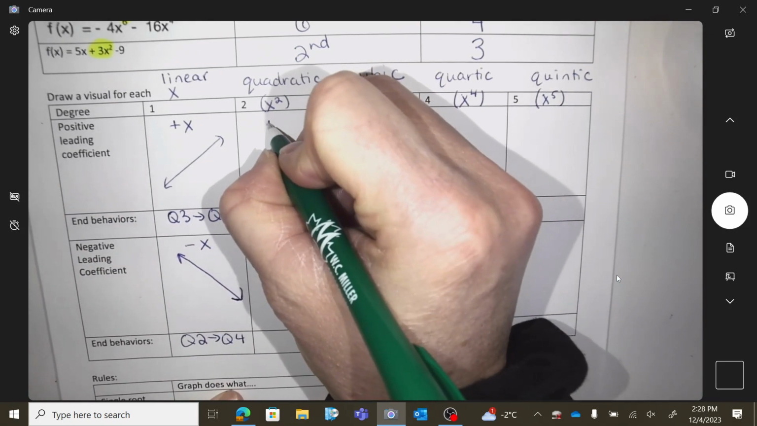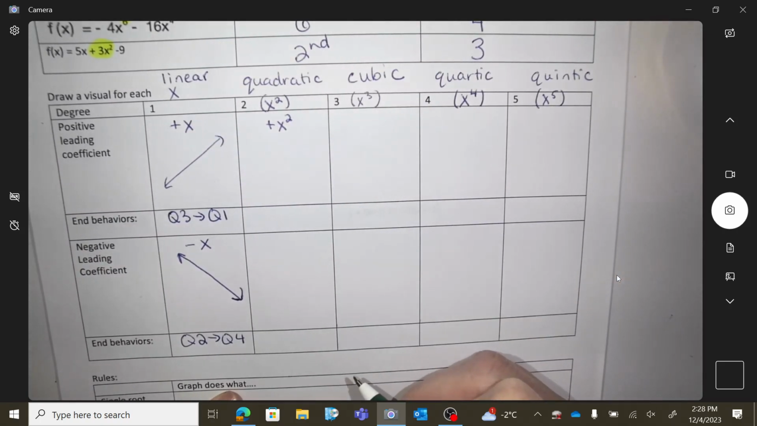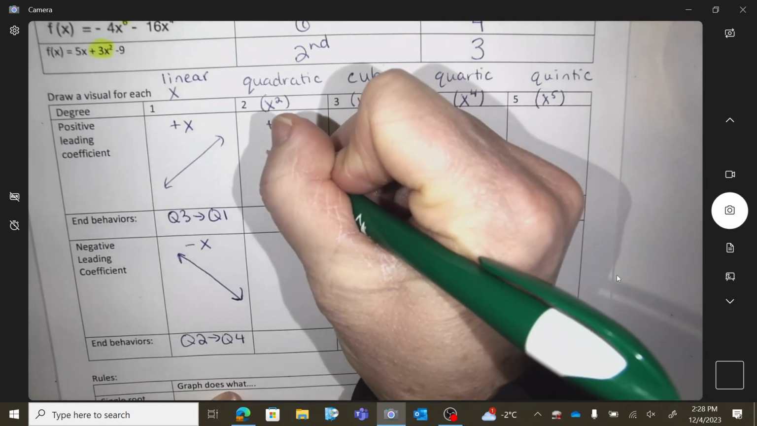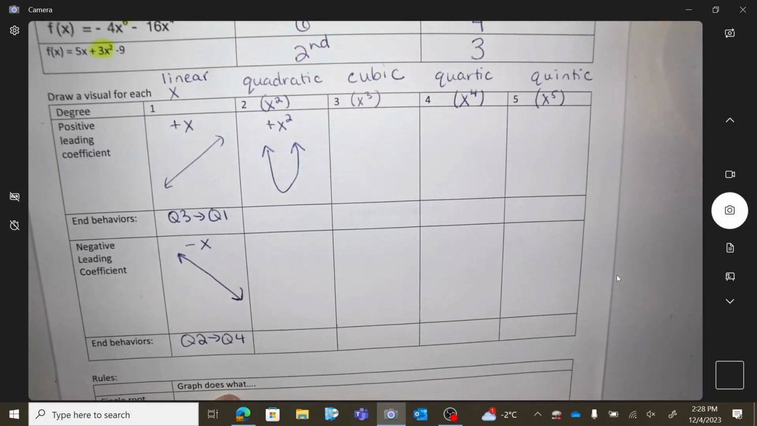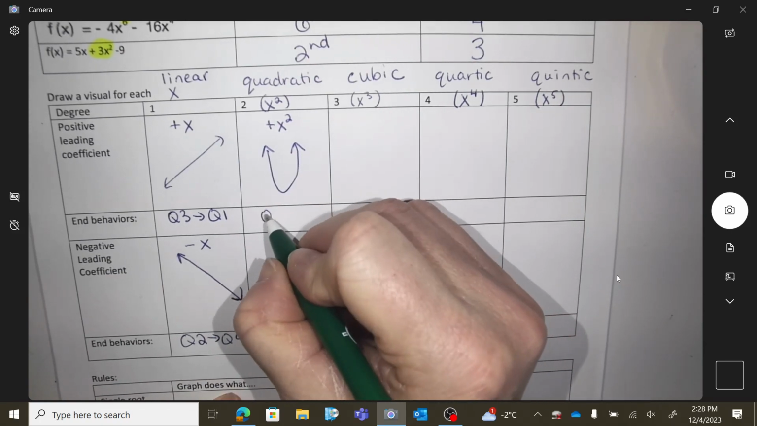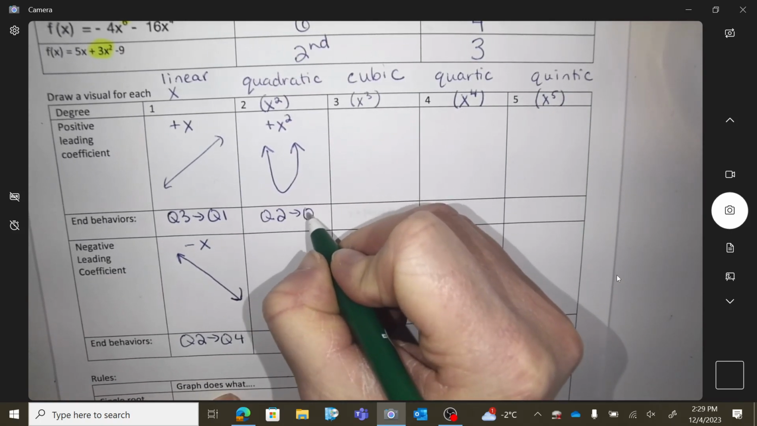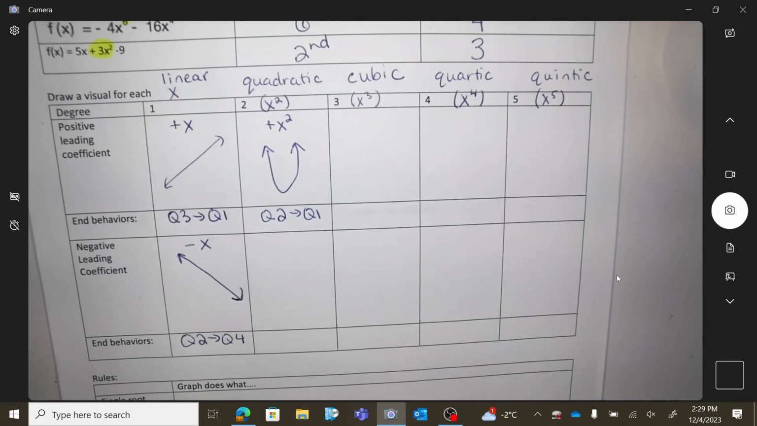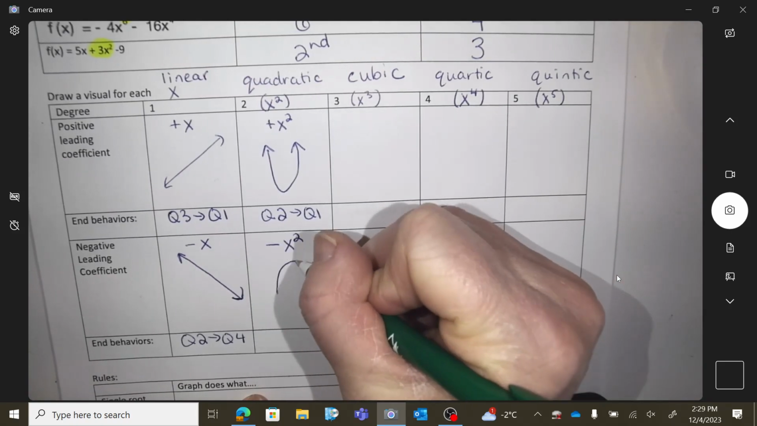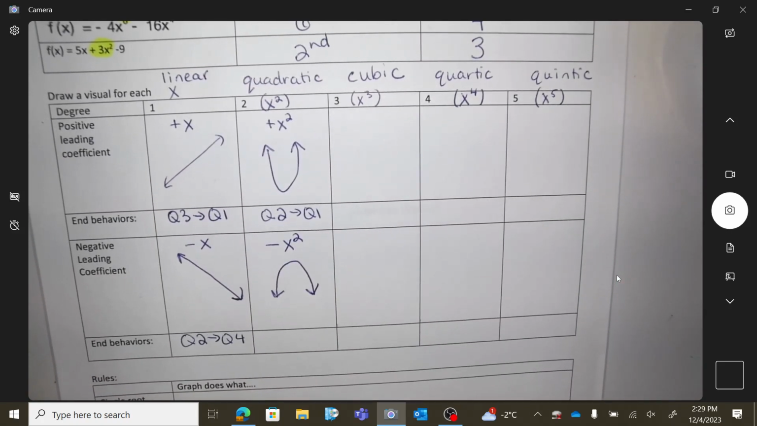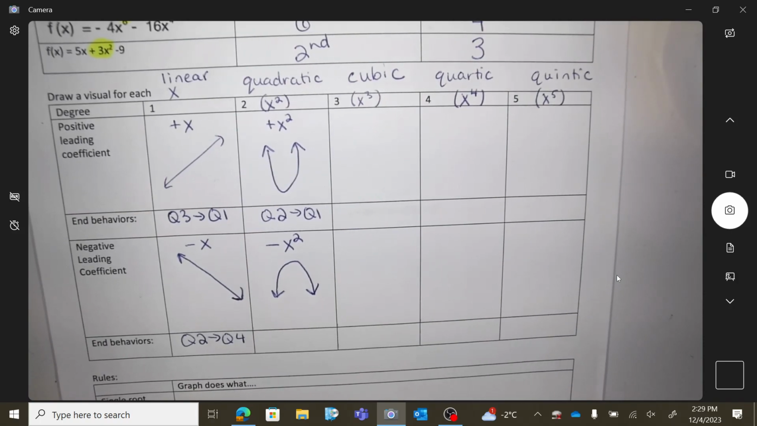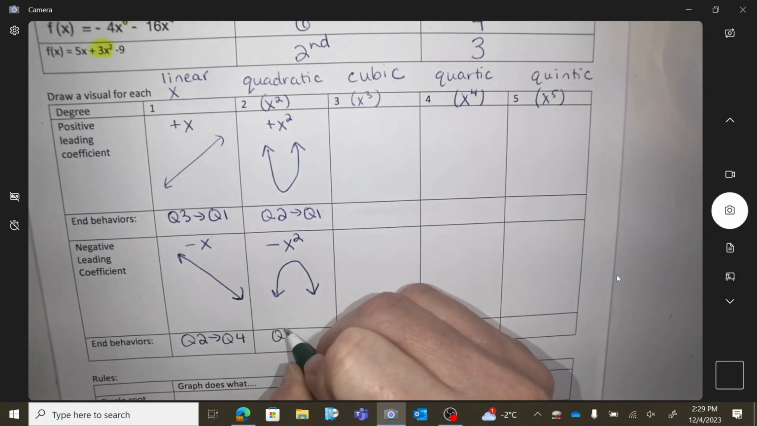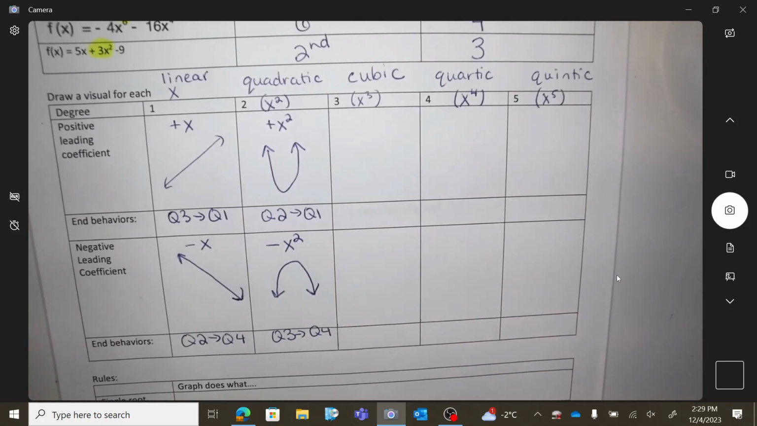Okay, if you had a positive x squared, you should remember what it looks like from grade 11. Parabola, a U. So this would be from quadrant 2 to quadrant 1. And if you had a negative x squared, what would it look like? Upside down, reflected, flipped, right? So it would go from quadrant 3 to quadrant 4.